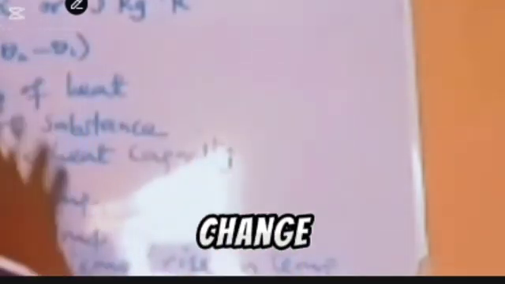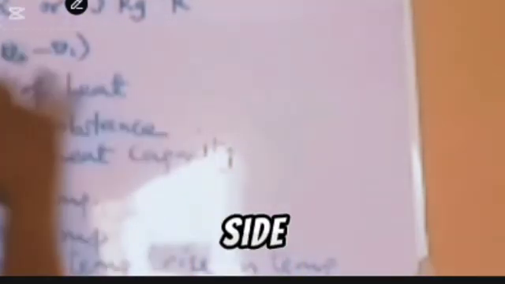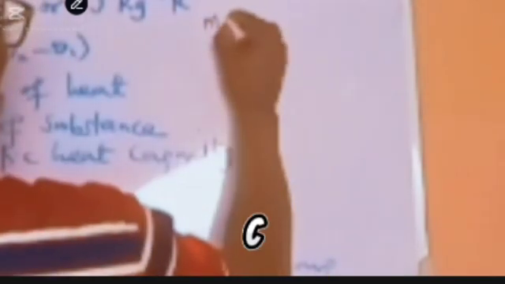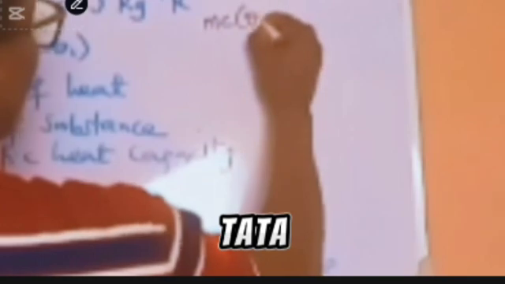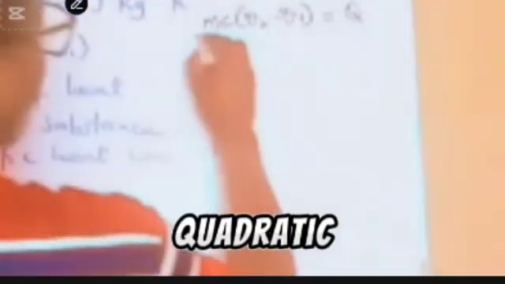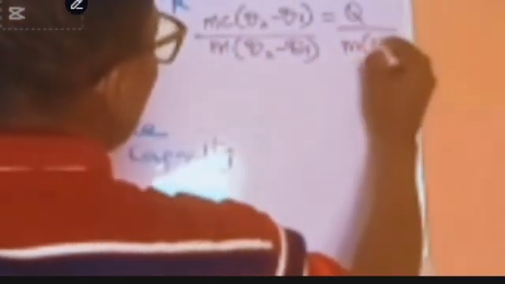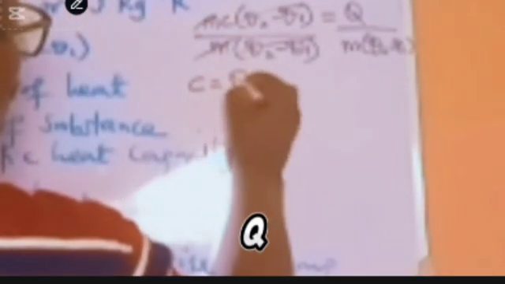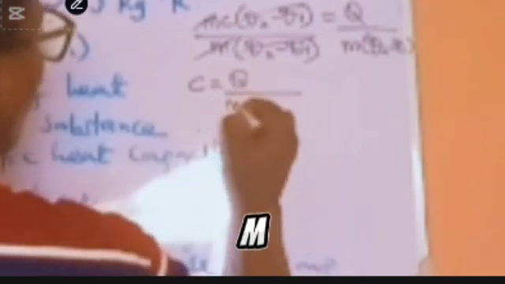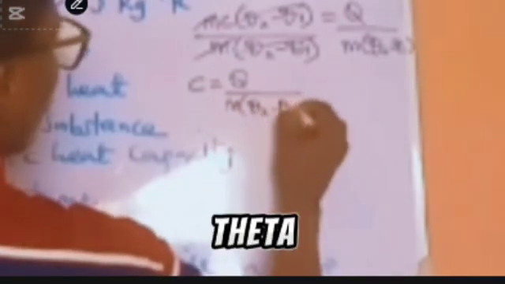When we do, we are going to have, look at what we have there. I want to change what is in the right hand side to the left. It's still the same thing. So I can say that MC (theta 2 minus theta 1) is equals to Q. I want to make C the subject of the formula. I divide through by M (theta 2 minus theta 1). So which means I have C to be equals to Q all over M (theta 2 minus theta 1).